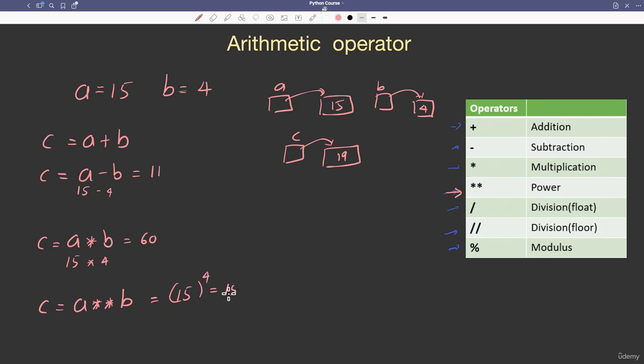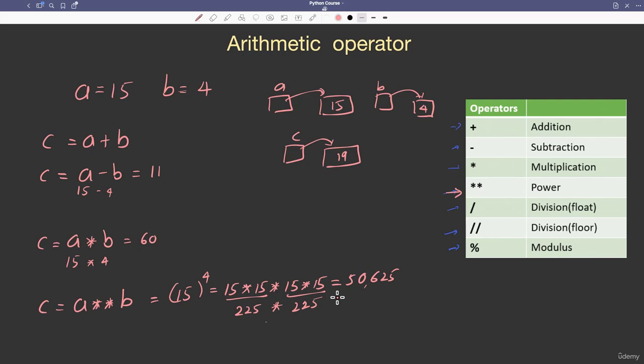So 15 power 4 means 15 into 15 into 15 into 15. So 15 is multiplied 4 times. If you multiply it using a calculator, you can get the result. Like this one, 15 square is 225, and this also is 225. So 225 into 225 is 50625. Right? That's the result. So 15 multiplied 4 times gives 50,625. So power gives this one.